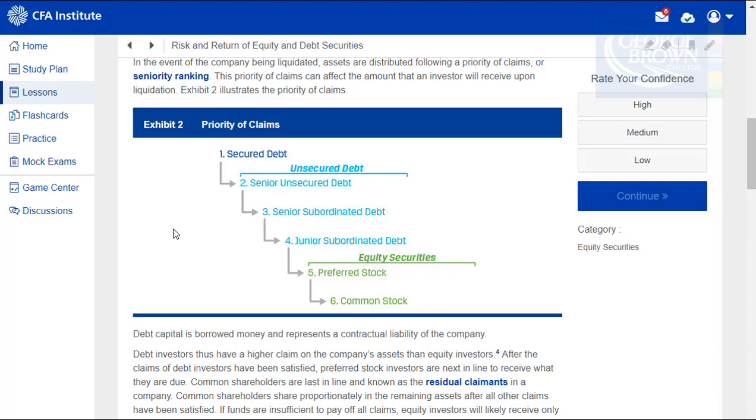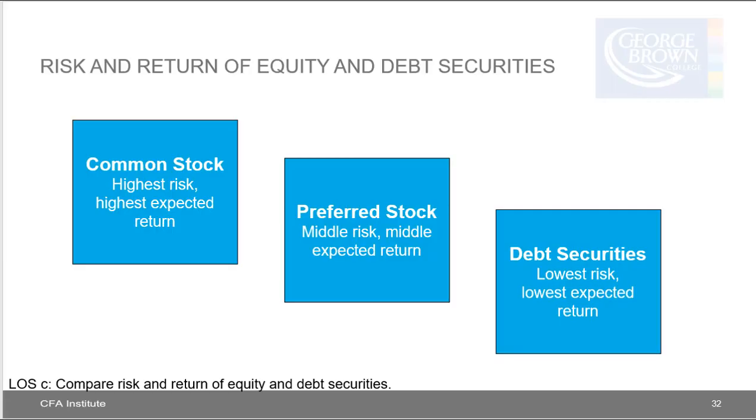So this is the priority of claims that you need to be familiar with. The highest claim is secured debt. Second is unsecured debt, split between senior unsecured, senior subordinated, junior subordinated. And then finally, equity securities are residual, but within equity, preferred stock has a priority over common stock. So again, continuing with the risk and return of debt and equity securities, you can see common stock has the highest risk, highest expected return, and we saw that in my preview to the chapter through the Ibbotson data. Preferred stock has middle risk, middle expected return, and debt securities have the lowest risk and the lowest expected return.